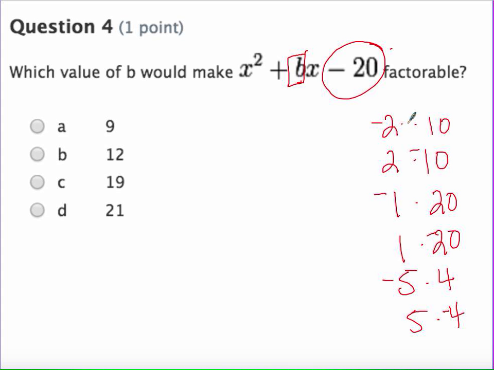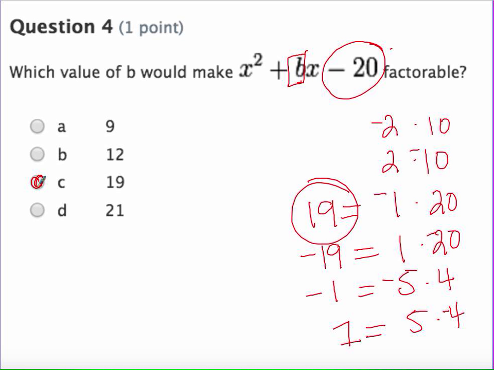So if it was negative 2 and 10, that would leave me with a positive 8. That's not an option. 2 and negative 10 would leave me with a negative 8 if I added it. That's not an option. Then I've got negative 1 and positive 20, which gives me a positive 19. The next one, if I added them, would give me a negative 19. The next one, negative 5 plus 4, would give me a negative 1, and 5 plus negative 4 would give me a positive 1. So the only one out of these options that are on my list is the positive 19. So if it was a positive 19, it would be factorable.